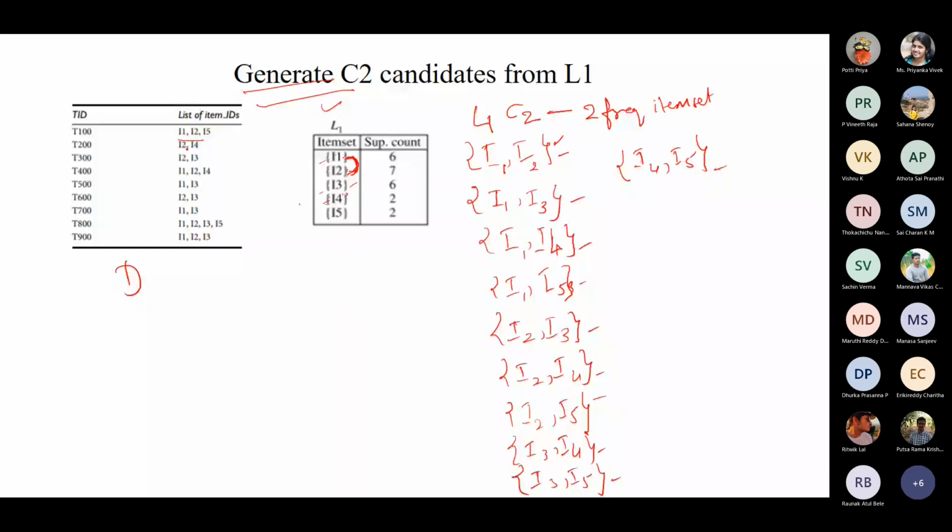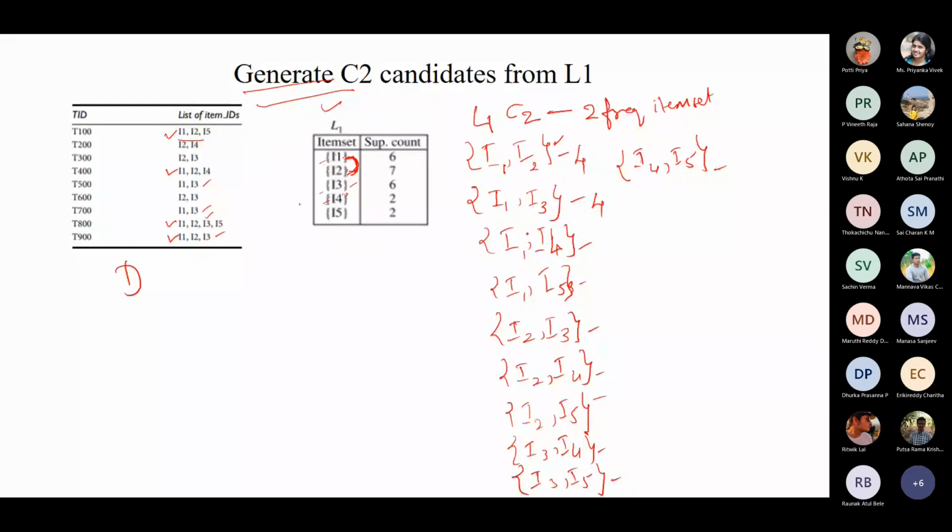I1, I2: 1, 2, 3, 4. Support count is 4. Similarly, check for I1, I3: 1, 2, 3, 4. Support count is 4. Next, I1, I4.